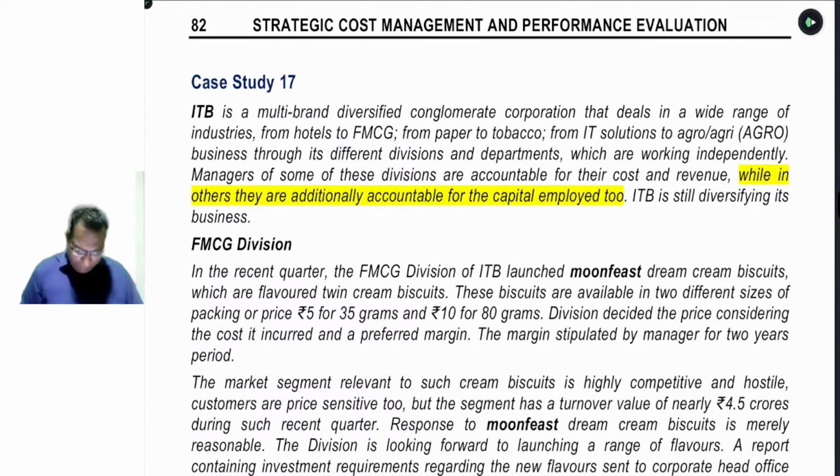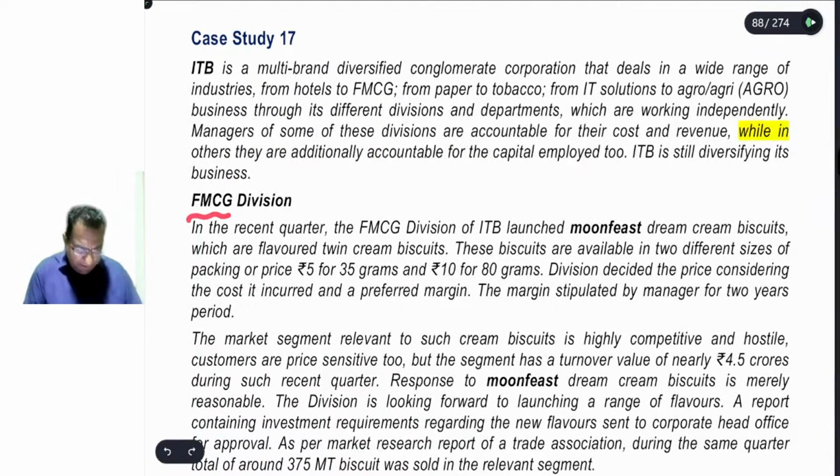Moving ahead, देखिए. Now the company is still diversifying its business. Okay. So पहला डिपार्टमेंट इन्होंने दिया है FMCG डिपार्टमेंट.